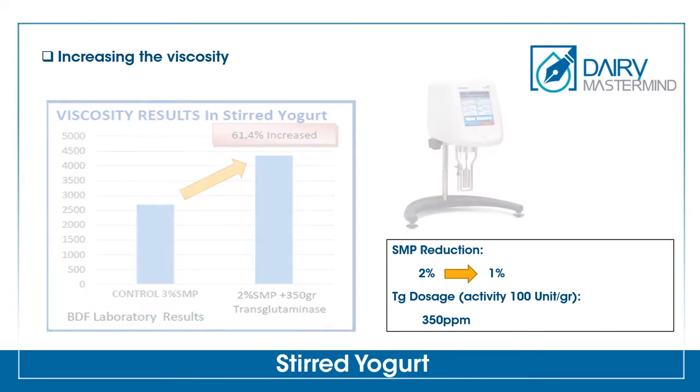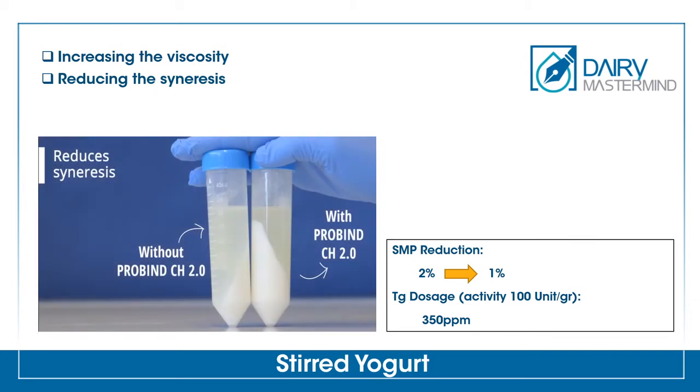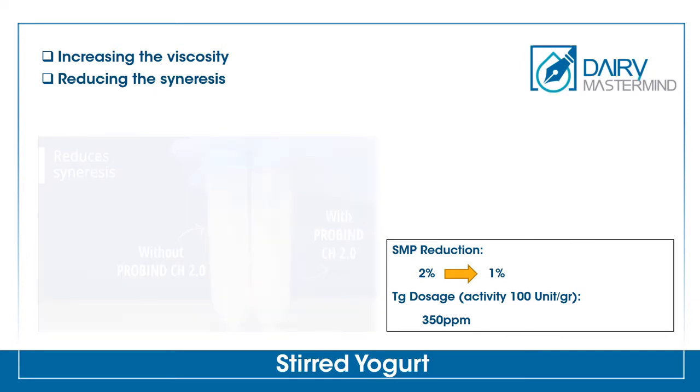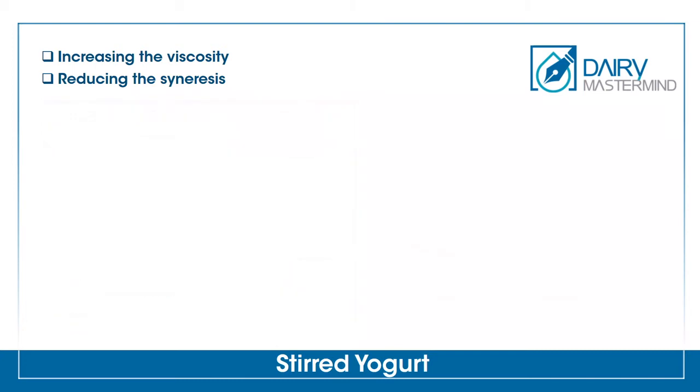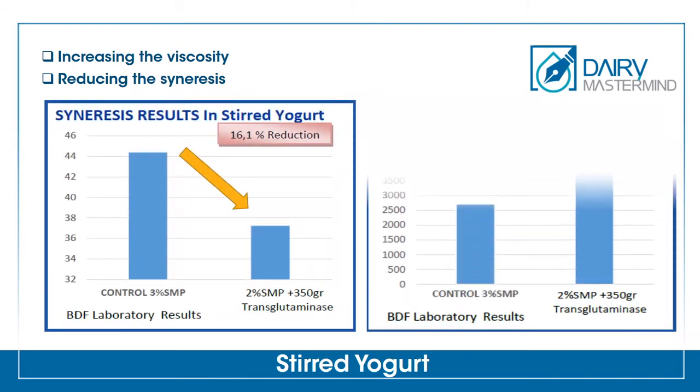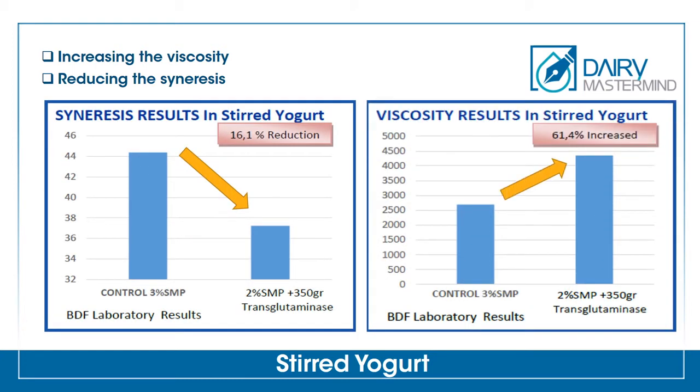61.4%. Moreover, with this replacement, the syneresis will be reduced by 16.1%. Therefore, by increasing the viscosity and reducing the syneresis, the use of TG enzyme to improve the properties of a stirred yogurt is definitely justified.